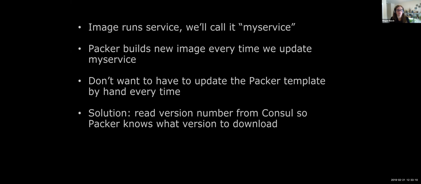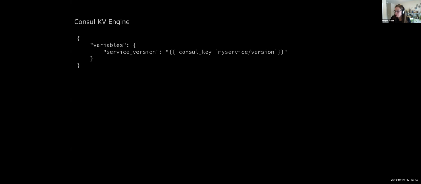Again, previously you might have been doing this with a Packer wrapper, but now you can do it in a template. So most of the magic is happening in the variables section, which I'm going to define here. I'm going to have a variable called service version, which I tell Packer to read from Consul's key value store at the path myservice/version. Now I'm going to define a null builder just to make this example and the example in my repo runnable for all of you.